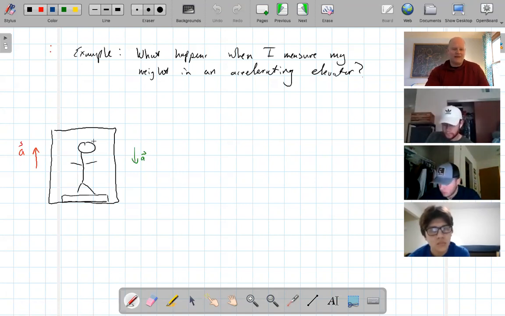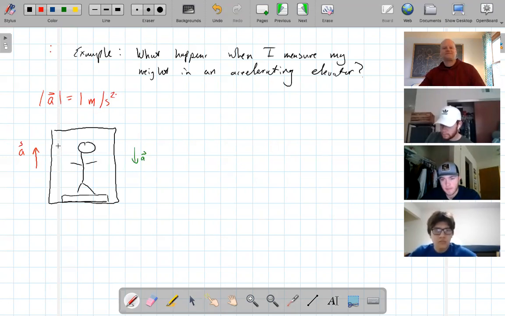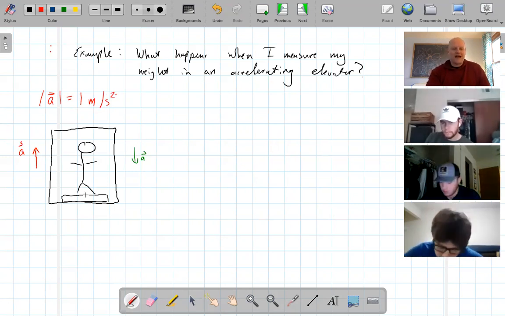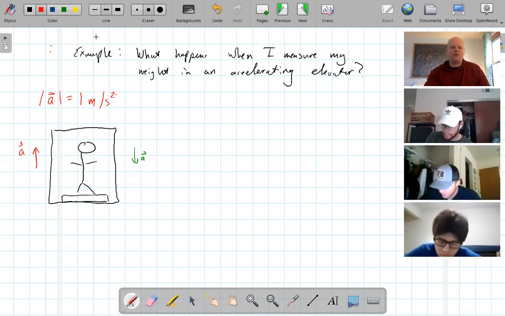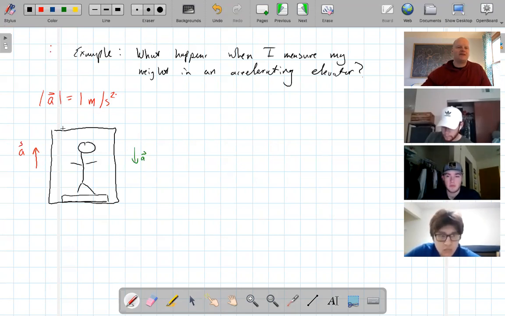So let's say here I am in an elevator, and let's say this elevator is going to either accelerate up or down with a constant rate. So let's say the magnitude of my acceleration is simply equal to 1 meter per second squared. So if I was watching the scale, I want to know what would be my weight according to the scale, i.e. the normal force, if this thing is accelerating up or down. So we're going to actually do this both ways. So we're going to look at it while it's accelerating upward, and we're going to look at it while it's accelerating downward. So good. So in the first case, I have acceleration is going to go upwards.